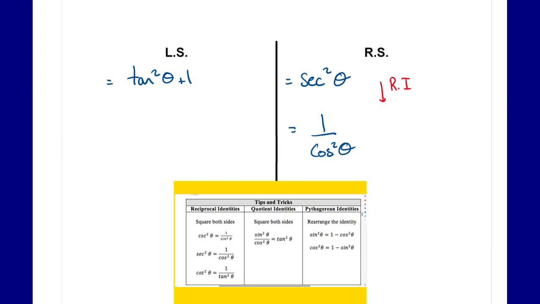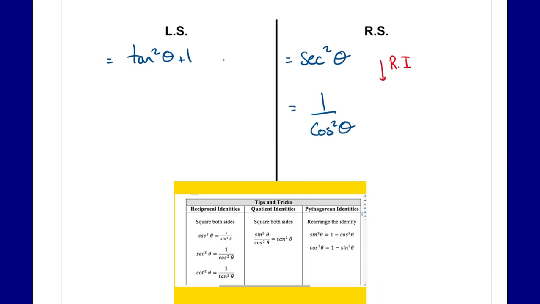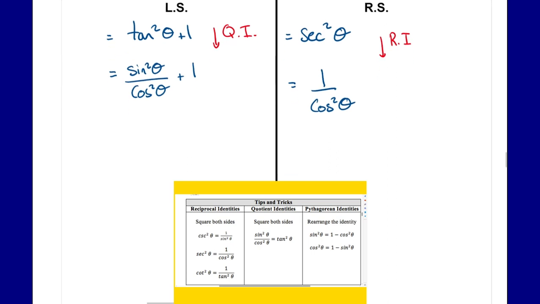I have tan squared theta plus 1, right? I want to get rid of the tan squared, so I'm going to use my quotient identities. So instead of tan squared, I can rewrite that as sine squared theta over cos squared theta plus 1. I'm adding fractions here, right? I have a fraction, I'm adding it to something else. So we did mention one of our tips was to get a common denominator.